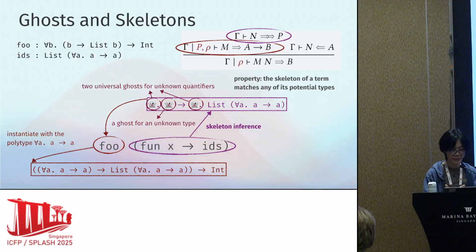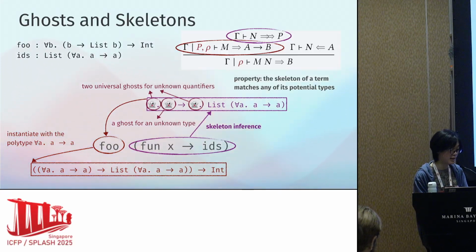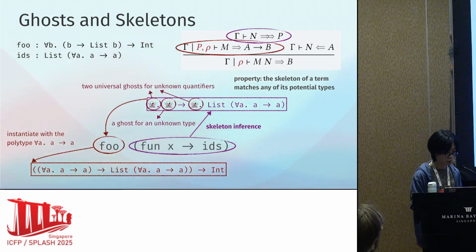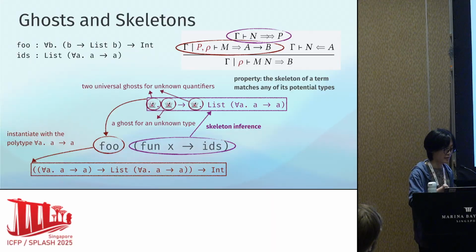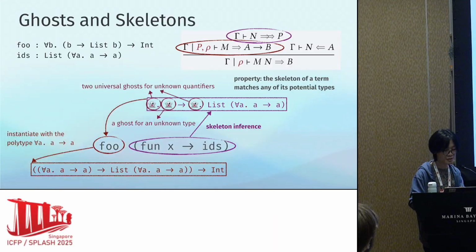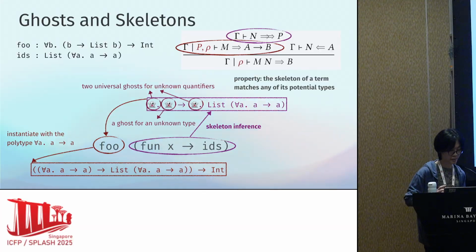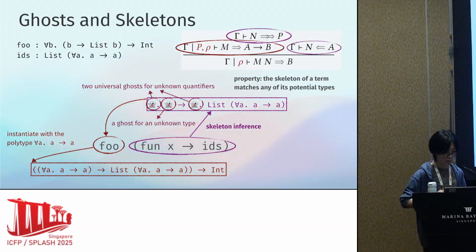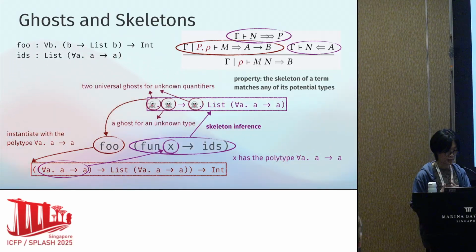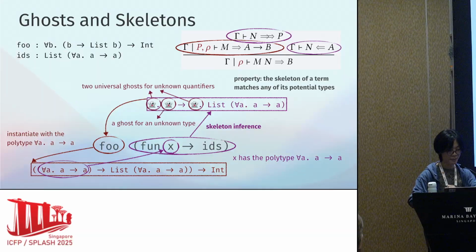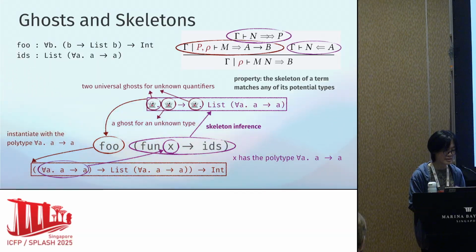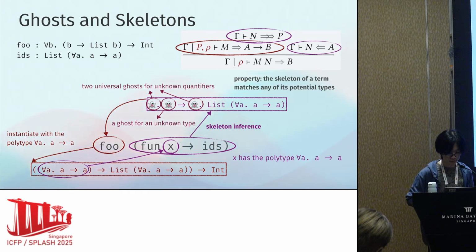And based on this partial information, we still know that we should instantiate the type variable b of foo with for all a. a to a, because this skeleton tells us that the result type should be list of for all a. a to a, which should match list of b. And then we can use the argument type of foo, which goes back to the argument, and tells us that the argument x should have type for all a. a to a.